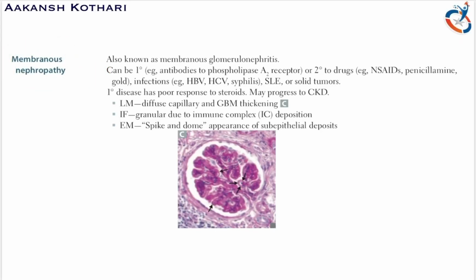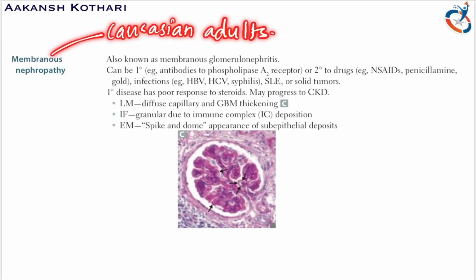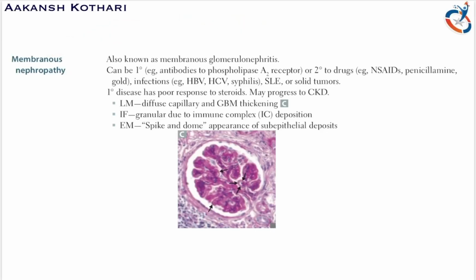Is it clear? Membranous nephropathy is majorly seen in Caucasian adults, and the prognosis is poor. It is the basic thickening of glomerular basement membrane due to deposition of immunoglobulins. Hence, in light microscopy, we see diffuse capillary with glomerular basement membrane thickening. You can look in this diagram, there is thickening of various glomerulus basement membrane.